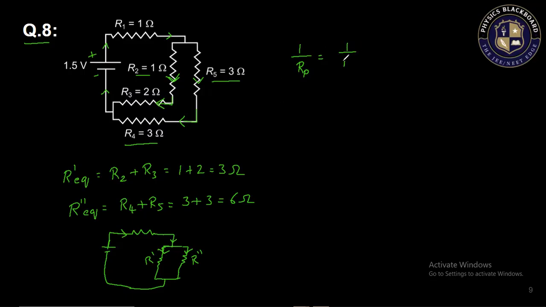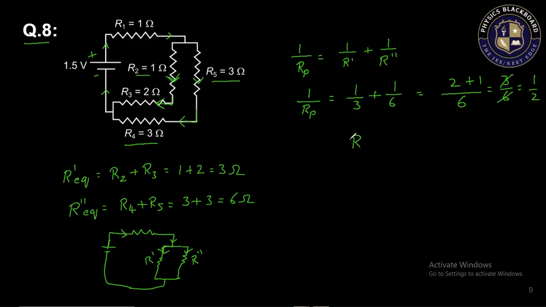So if you take 1 by R dash plus 1 by R double dash, what is 1 by R dash? 1 by 3, plus 1 by R double dash, that is 6. That is LCM, that is denominator, you will get 6, 2 and 1. What you will get? 3 by 6. If you further calculate it, you will get 1 by 2. That is 1 by R equivalent in parallel. So if you take the reciprocal of this, you will get 2 ohms.